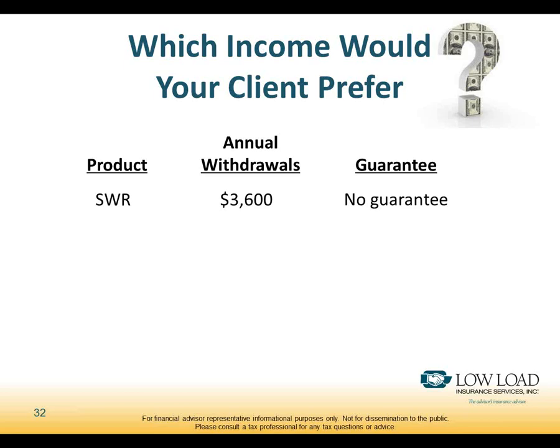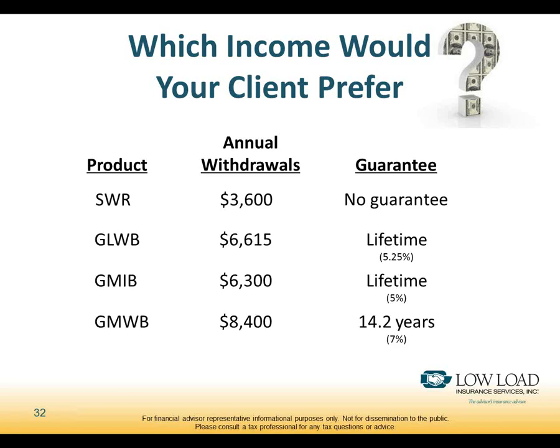With the client, the safe withdrawal rate of $3,600, he's going to be able to take out, but there's no guarantees on that. There's no guarantee how long he's going to be able to withdraw that money. When we look at the other riders, and this is where I was kind of saying remember those numbers because we're going to see them again, our guaranteed lifetime withdrawal benefit, client would get $6,615. The GMIB, client gets a little less income, $6,300. Both of those are guaranteed for lifetime.